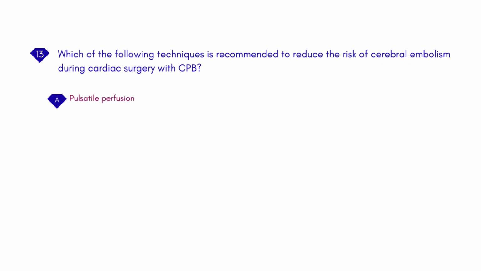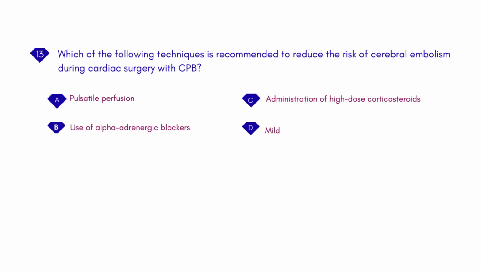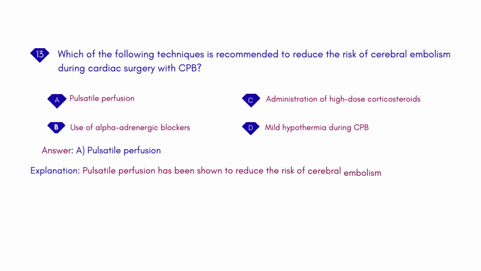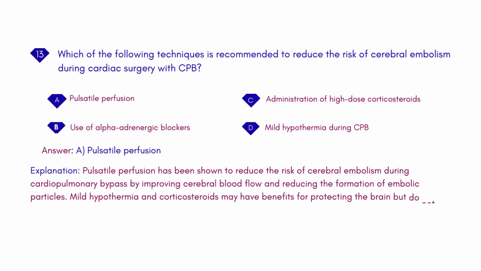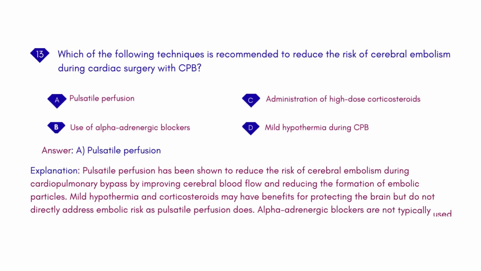A. Pulsatile perfusion. B. Use of alpha-adrenergic blockers. C. Administration of high-dose corticosteroids. D. Mild hypothermia during CPB. Answer: A. Pulsatile perfusion. Explanation: Pulsatile perfusion has been shown to reduce the risk of cerebral embolism during cardiopulmonary bypass by improving cerebral blood flow and reducing the formation of embolic particles.